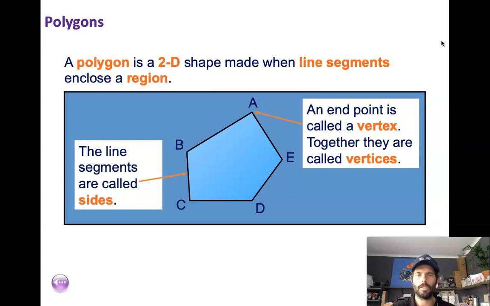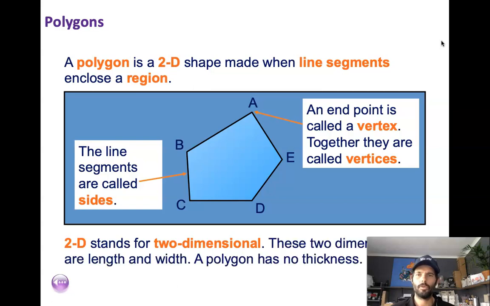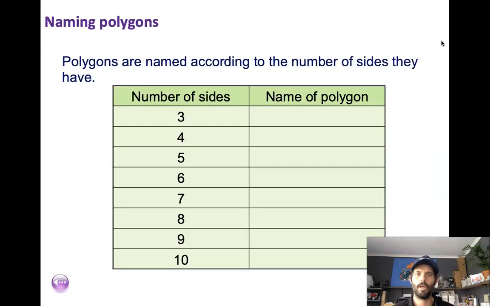So it's one vertex, many vertices. And just notice that the vertices are labeled with capital letters. The sides could be labeled with smaller letters. Okay, so 2D stands for two-dimensional, and these 2 dimensions are length and width. A polygon has no thickness.